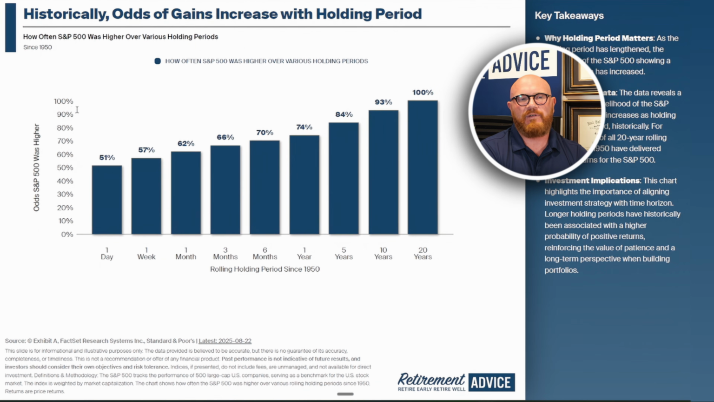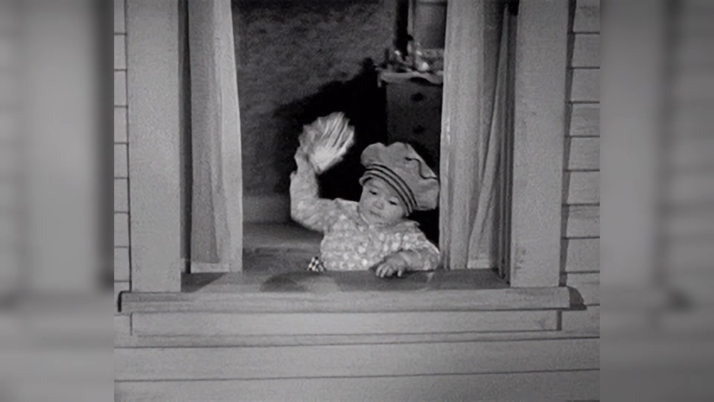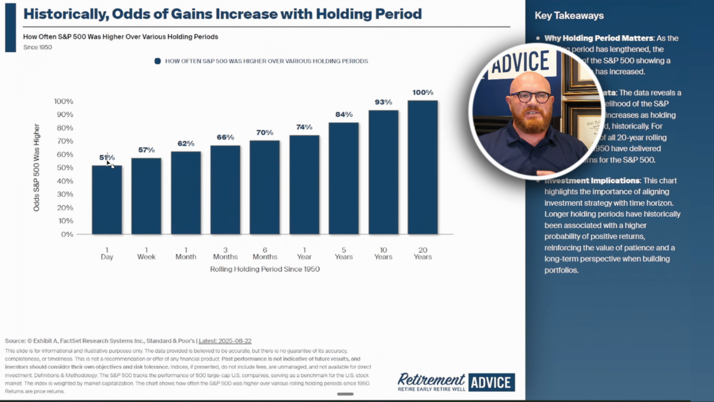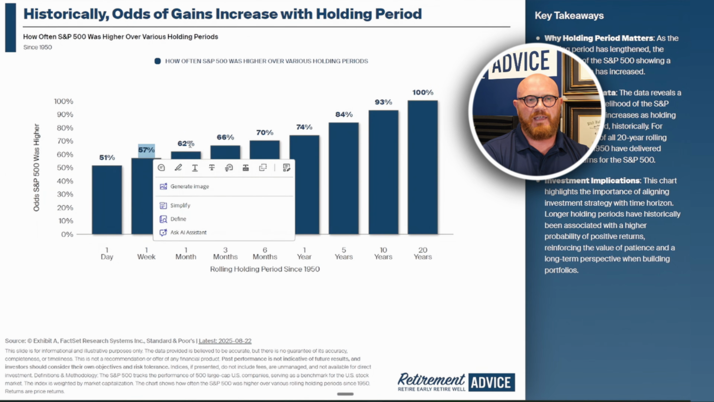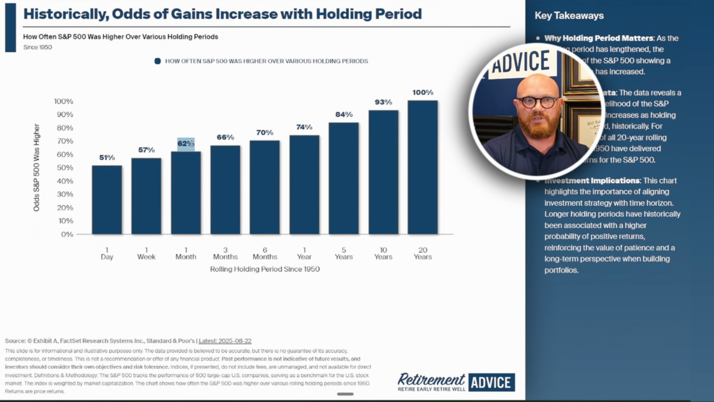So going back from 1950 to the present, on average, your portfolio will be worth more if you own it for a day 51% of the time, which means 49% of the time you'll end up having a loss. As your holding period increases, your chances of having growth go up over time. So over a week, you've got about a 57% chance of having a gain. Over a month, it's about a 62% chance of having a gain. Over 3 months, 66%. Now let's just go clear out here to the future. Over 5 years, you have about an 84% chance of your money going up versus having a loss.